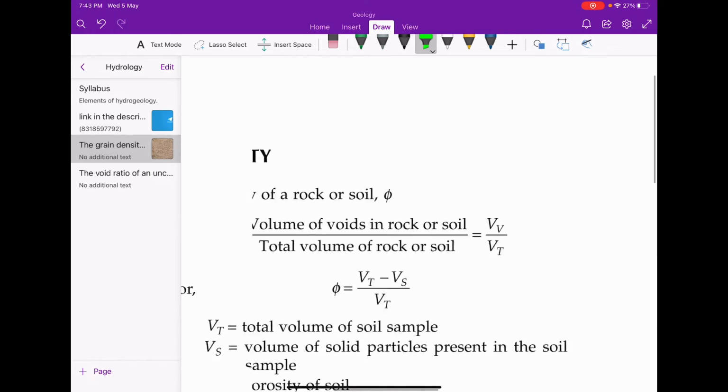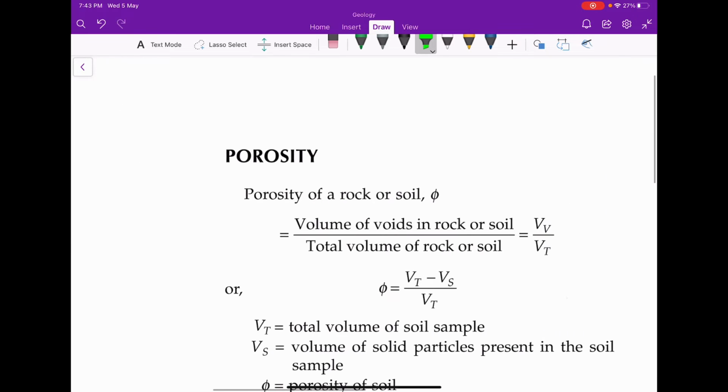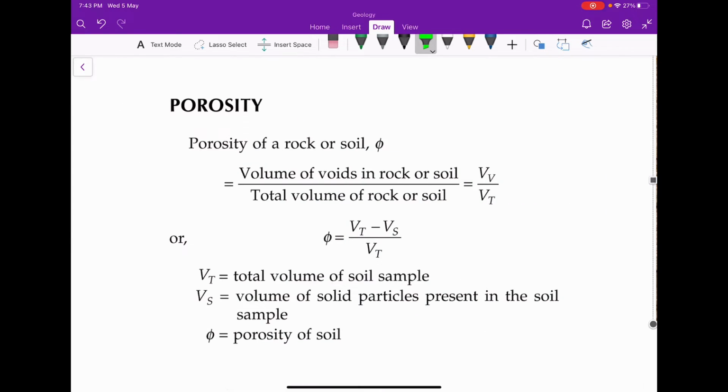So the topic is porosity. Basically, porosity is defined as the ratio of the volume of voids in a rock or soil to the total volume of the soil.